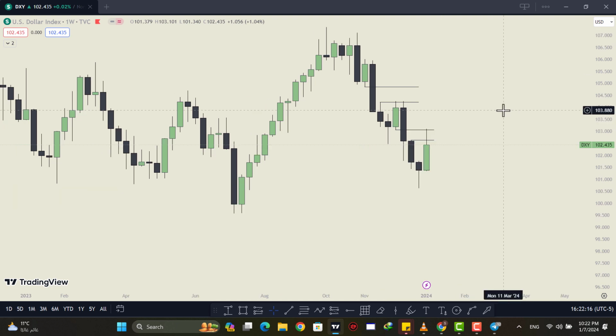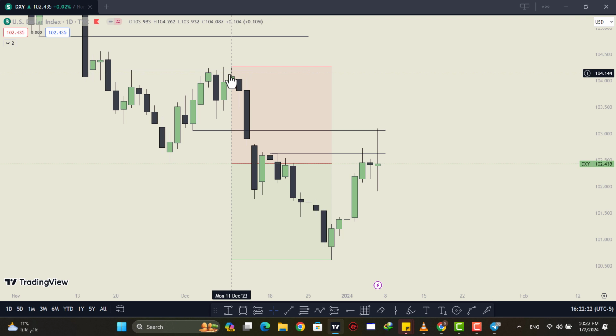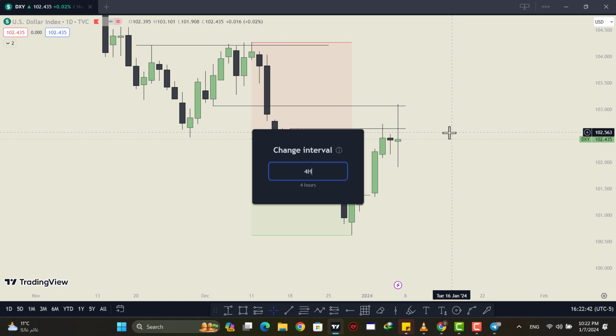Right, so let's go to the daily time frame, see how that looks. So this is the dealing range on the daily time frame from here all the way to here, and as you can see, we retraced into premium, right? Premium. We also balanced this daily inefficiency, and we tapped also on that weekly inefficiency. Let's go to the 4 hour, see how that looks.